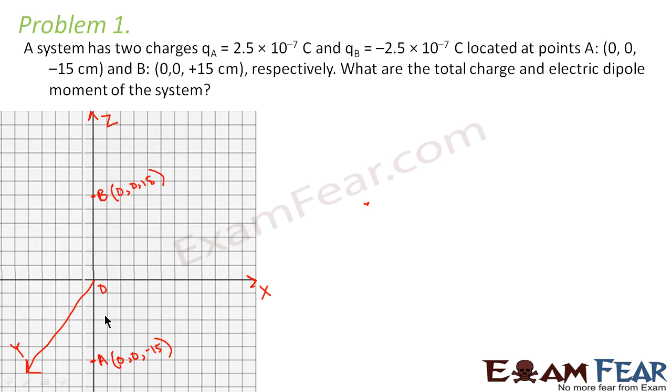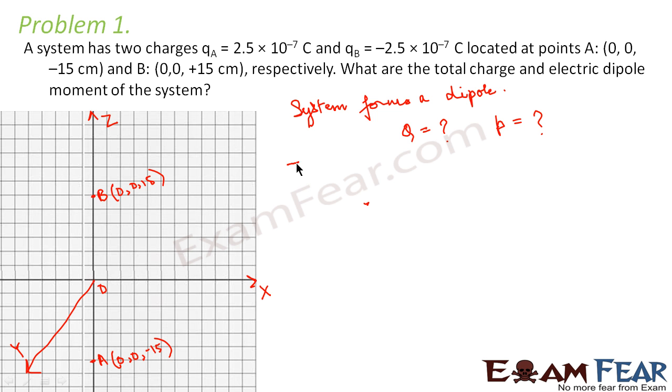So if you look at it, AB forms a dipole. They are two charges which are equal in magnitude but opposite in nature. That is, one is positive and the other one is negative, separated by a small distance. So we have to calculate the total charge of the system. In this case, the system forms a dipole. So we need to calculate the total charge of the system and the dipole moment. So we have to calculate Q and also P.